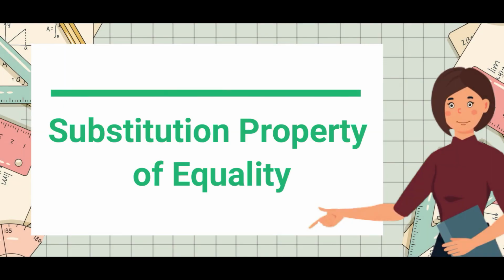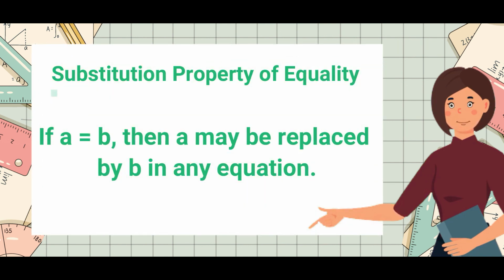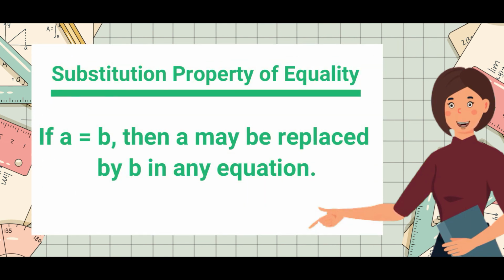Now let us proceed to the substitution property of equality. This property states that if A equals B, then A can be substituted for B in any equation and B can be substituted for A in any equation. So if we have A equals B, then A may be replaced by B in any equation.